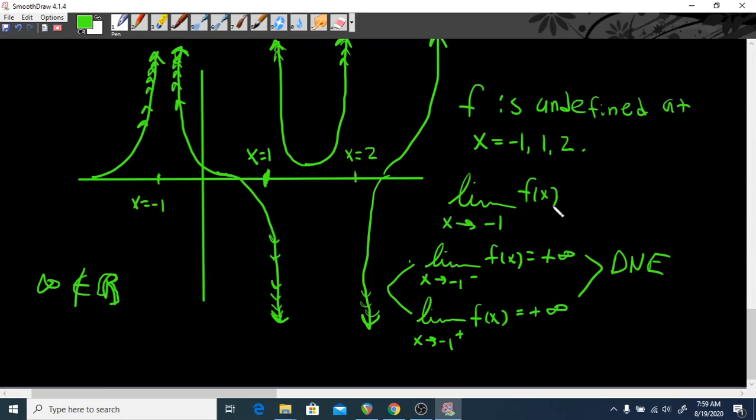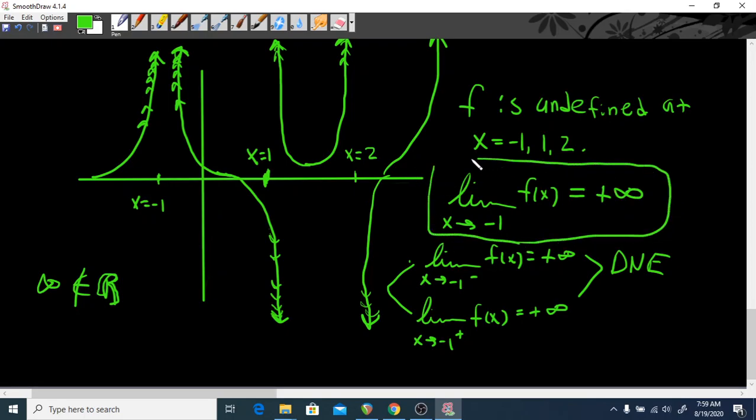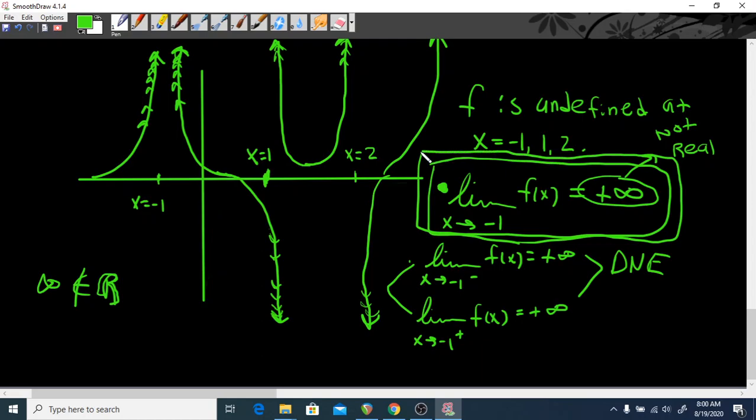Oh, and by the way, one last thing. Even if you write this, okay, this is correct. But the thing that you have to understand is that this is still not real. Okay? So this is a more descriptive version of does not exist.